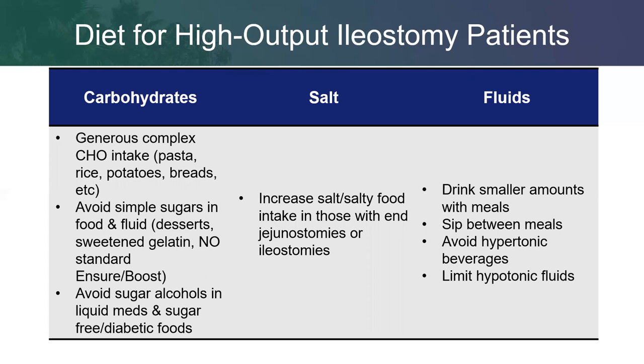Avoiding hypertonic beverages. Many sport drinks, juice, and soft drinks are all hypertonic. So we really should not be providing juice to these patients who have high output ileostomy. So you think of what a clear liquid tray is, and juice, we order an Ensure with that to give them extra nutrition. So all these things are not recommended in high output ileostomies, as well as limiting the hypotonic fluids.